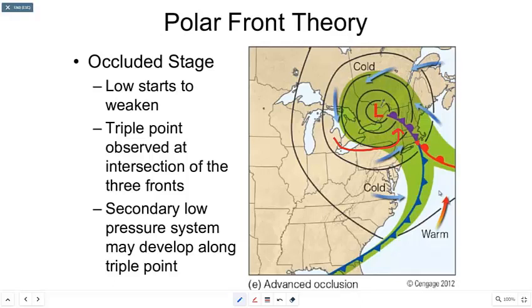Also, the warm sector, which also had the warm air and the moist air, is being cut off from the center of this low as the cold air wraps around and into it. And so we're also losing our moisture content into the center of the low as well.